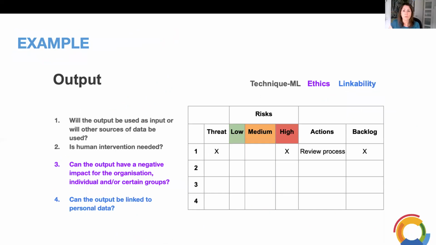And this is an example of a slide that we used during one of our sessions. It addresses the output phase. And as you can see, there are 4 questions related to the categories technique, ethics, and linkability, every one with different colors. During the session, we discussed per question if they are a possible threat. And if they are, then we classify them.